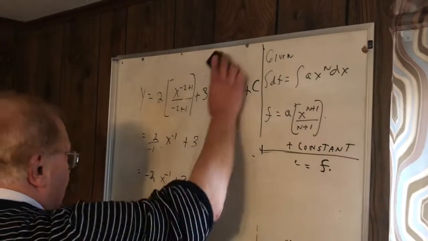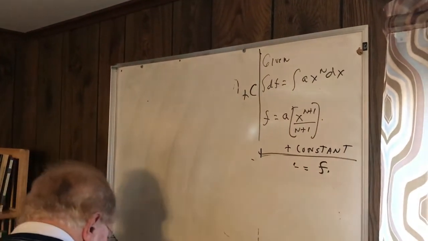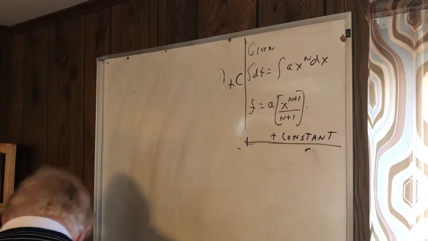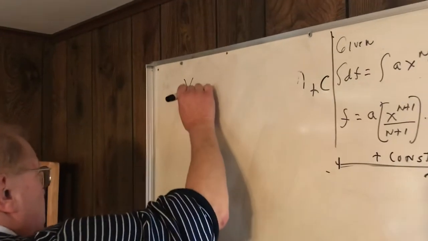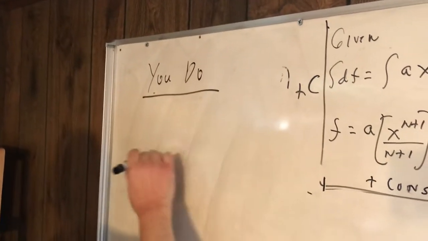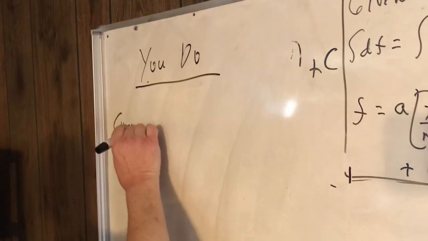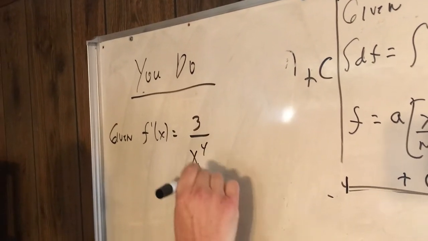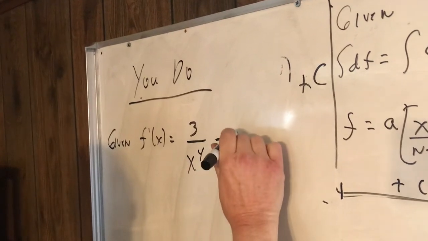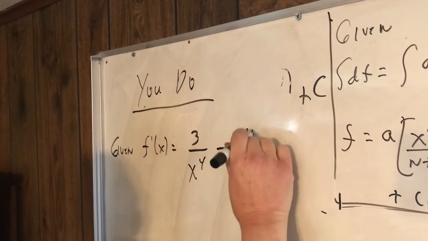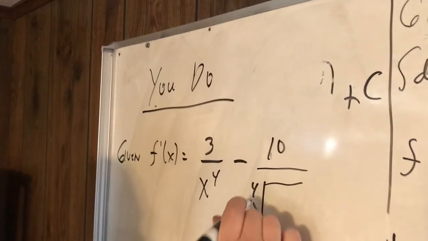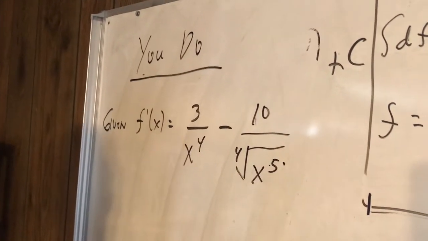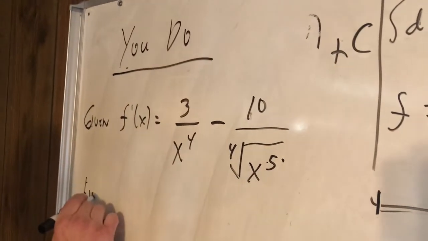Now we did all these integrals. Well, let's do a practical problem, but I'm going to have you do one. And you can do this any time after. So okay, I'm going to be given f prime of x equals 3 over x to the 4th minus 10 over the 4th root of x to the 5th power. Okay, I want you to find the function.